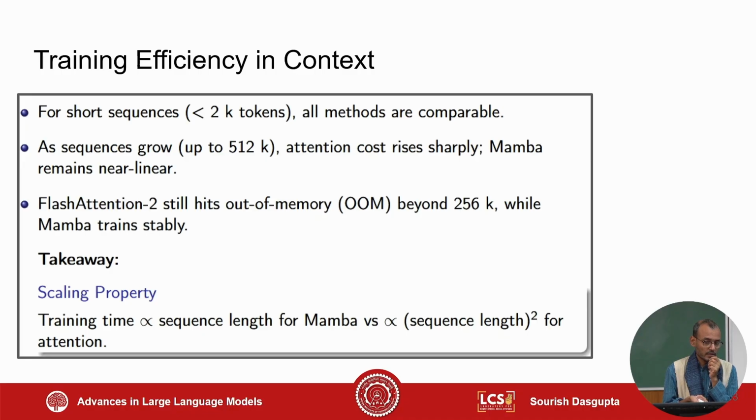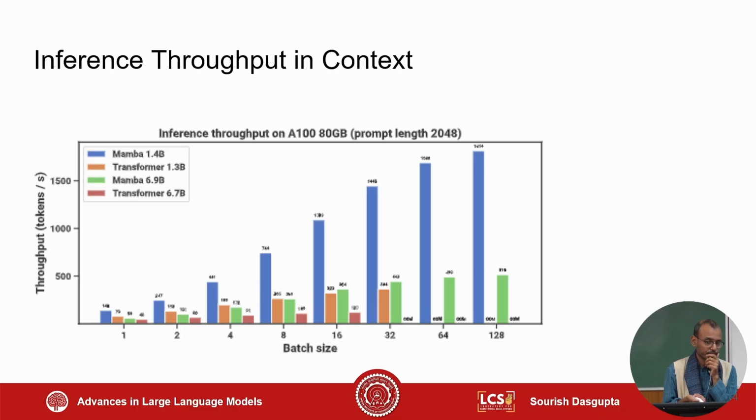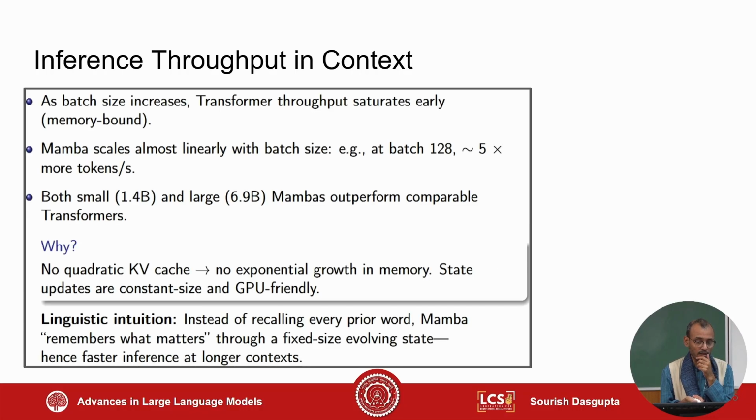And the scaling property is that the training time is roughly directly proportional to the sequence length for Mamba, but it's square that for attention. And the inference throughput, if you look at it, this was the result, in terms of batch size and the throughput, which is the number of tokens it could process per second for different batch sizes. And over there also, Mamba 6.9 billion version is doing sufficiently well.